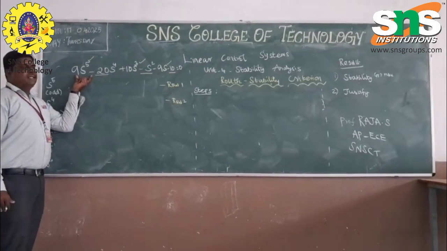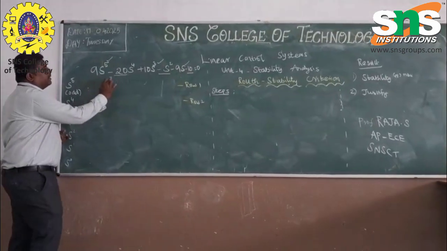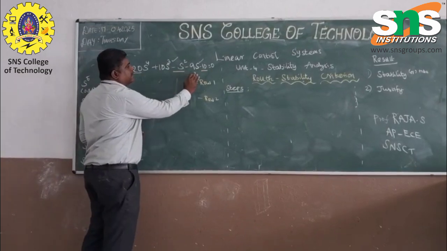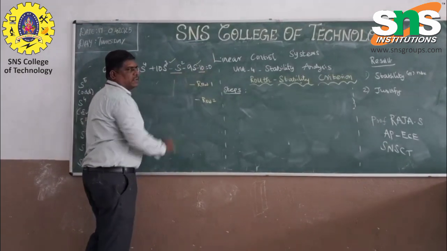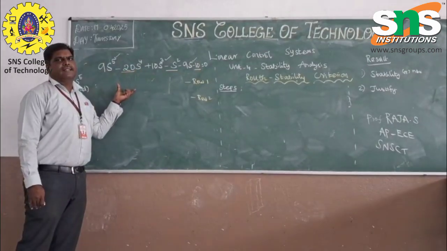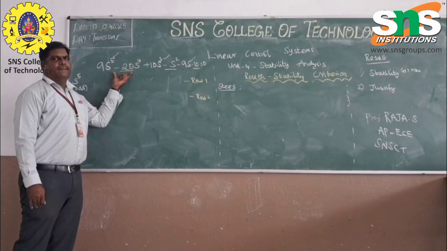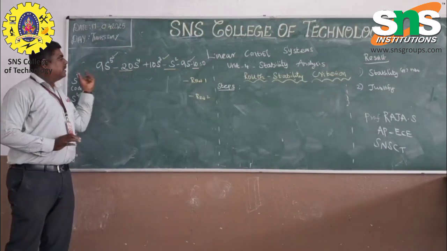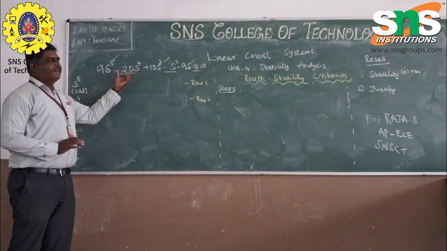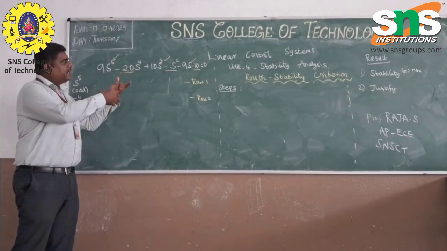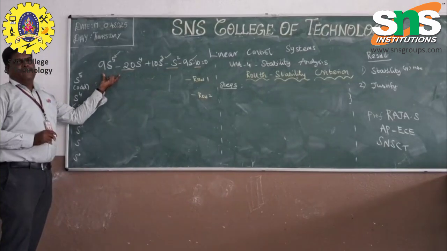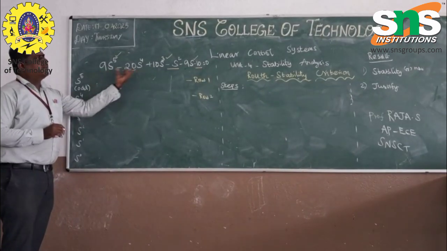First, see this problem thoroughly: 9s power 5 minus 20s power 4 plus 10s cube minus s square minus 9s minus 10 equals 0. This is the given transfer function, and it is the characteristic equation. We need to provide a solution on whether the given system is stable or not. If it is not stable, what is the parameter that creates the instability?